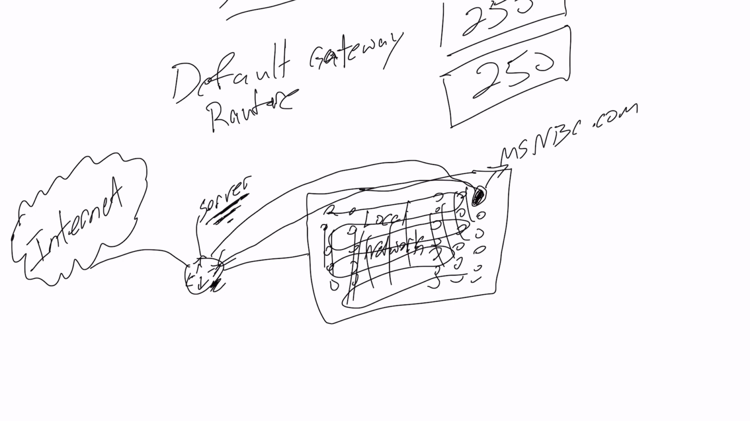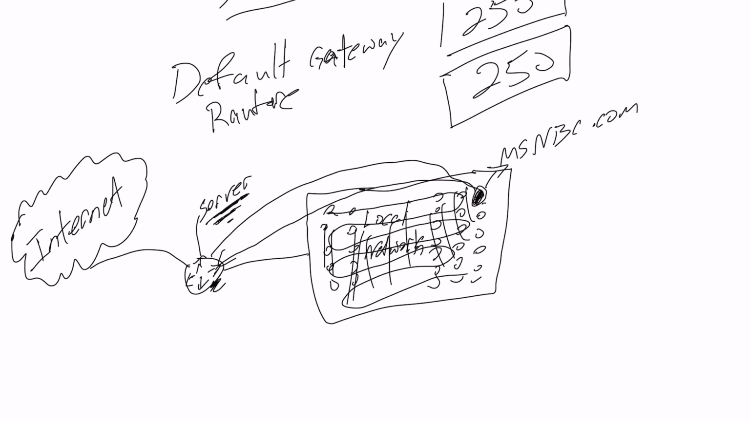But I know that if he cannot find msnbc.com at all on the internal network or anywhere on the local server or whatnot, it's going to ask the router next, right? And then the router is going to go out to the internet and find msnbc.com. It's going to come back and it's going to give it to this guy.